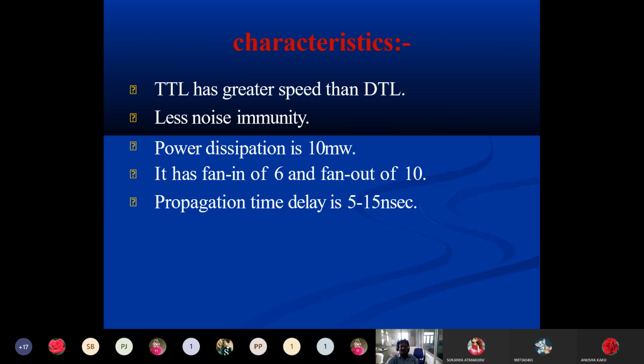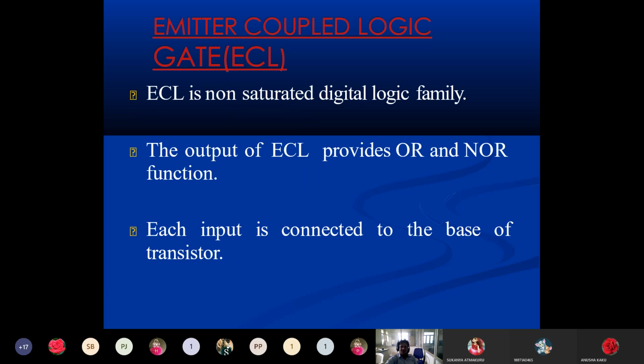And the characteristics of TTL: TTL has greater speed than DTL and RTL. The transistor logic has the highest speed compared to diode transistor logic, and it has less noise immunity compared with DTL. The power dissipation is 10 milliwatts, the fan in is 6, and it has a high fan out capacity compared with RTL and DTL. The propagation time delay is 5 to 15 nanoseconds.